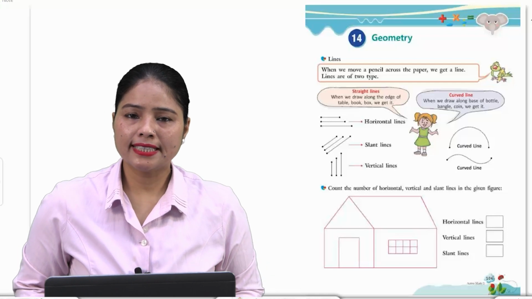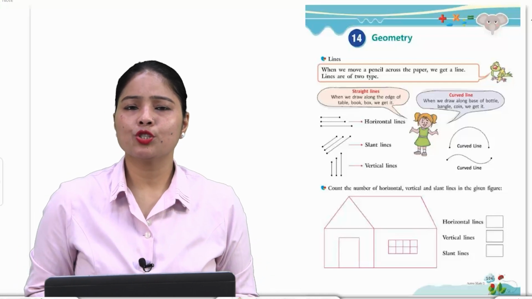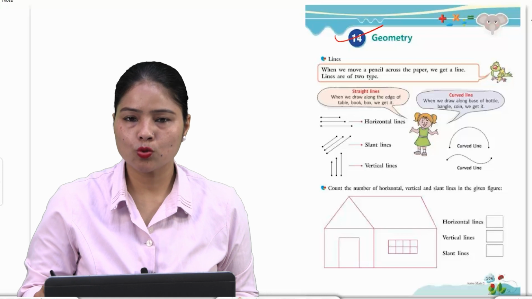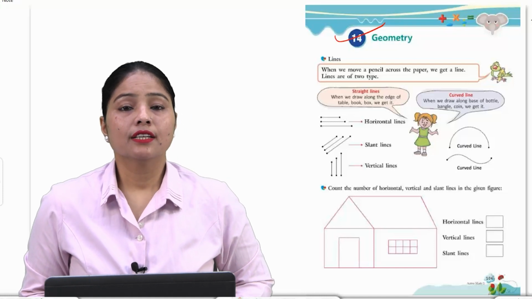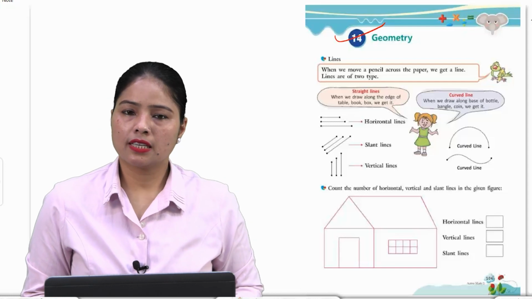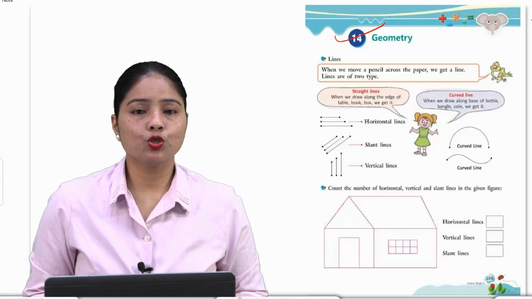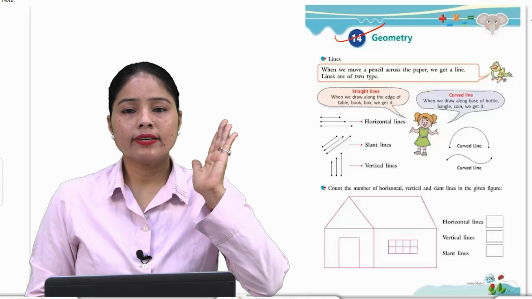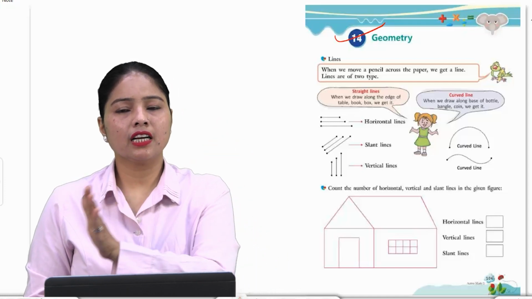So children, today in this class we are going to learn about geometry. So let's start with that one. Lines. When we move a pencil across the paper, we get a line. Lines are of two types. Okay. First one is straight lines and curved lines.